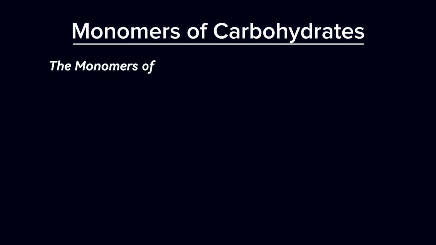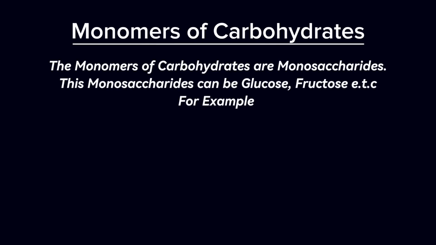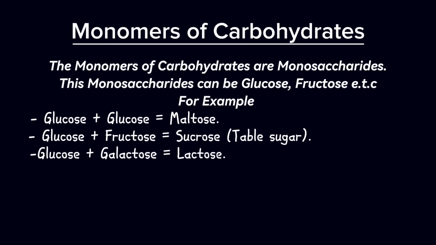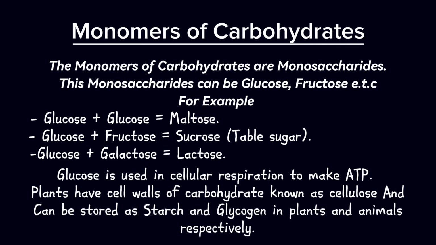The monomers of carbohydrates are monosaccharides. These monosaccharides can be glucose, fructose, maltose. For example, glucose plus glucose will give us maltose. Glucose plus fructose gives us sucrose, which is the normal table sugar we use. Glucose plus galactose will give us lactose. Glucose is essential and it's used in cellular respiration to make ATP, providing energy for the body or for the organism. Plants have cell walls that are made up of carbohydrates known as cellulose. Now, glucose can be stored as starch in plants and glycogen in animals.